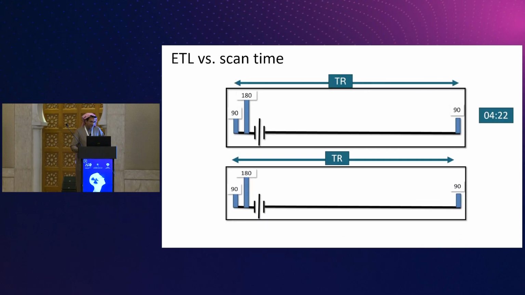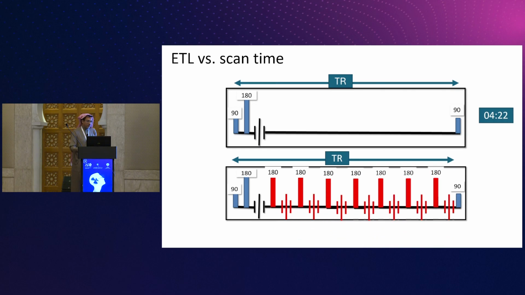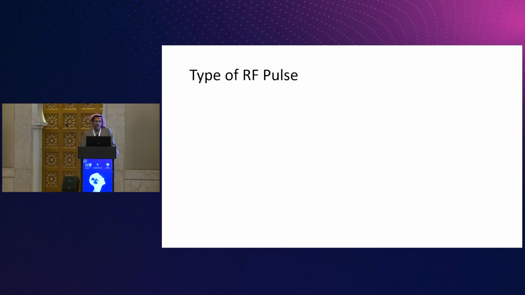You can see it here. You know, we fill it with the number that we are looking for according to our evaluation. See, from 4 minutes, we go down to 1 minute. Actually, this is the type of RF pulse.